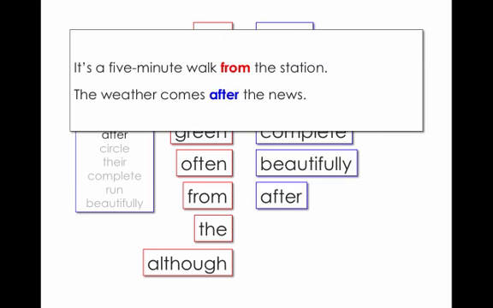If you think of the from the station, that's describing a relation of direction. It's talking about the direction of the walk. If you look at the after in after the news, that's describing a relation of time, or perhaps sequence. First there's the news, and then there's the weather. Now you can probably see what the book means when it says that these words link two parts of a sentence. The first one with from links the a 5-minute walk part with the station part, and the second sentence links the weather comes part to the news part.